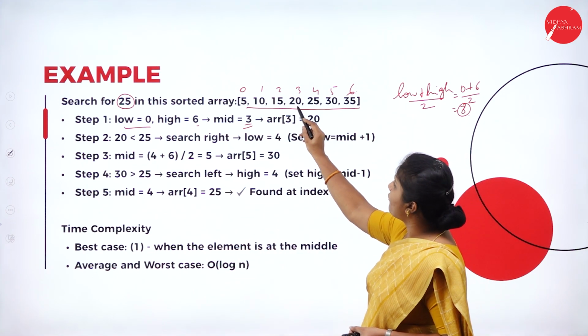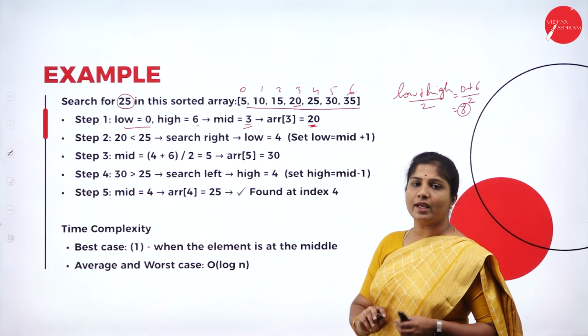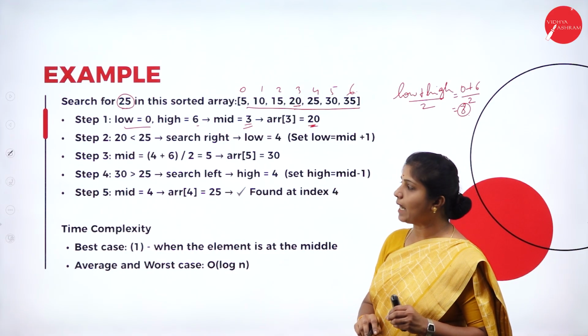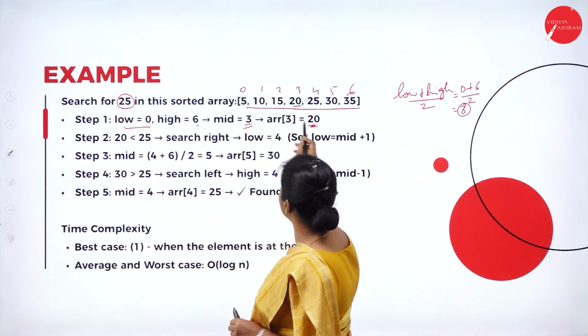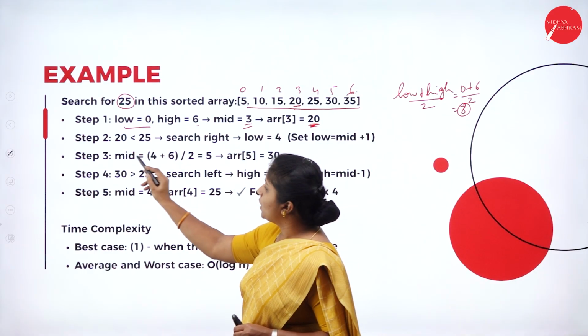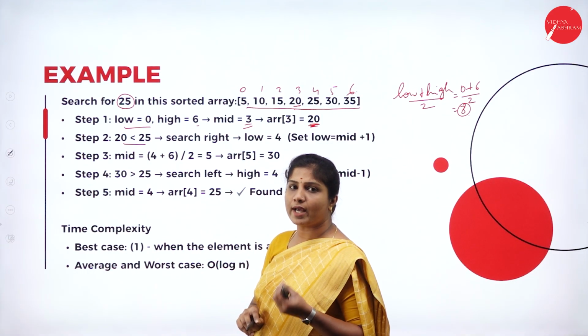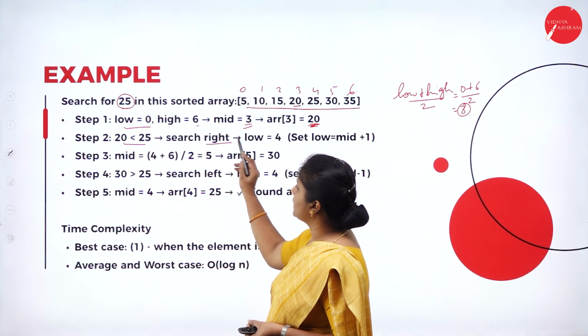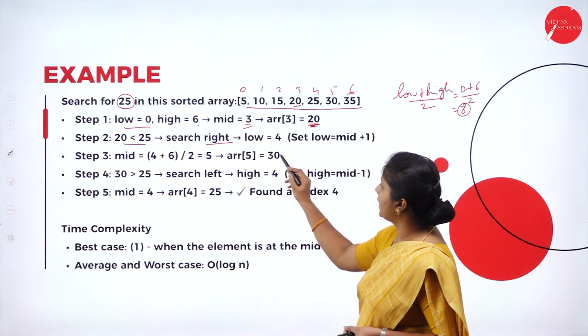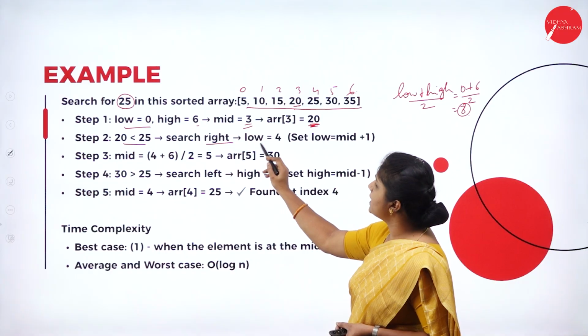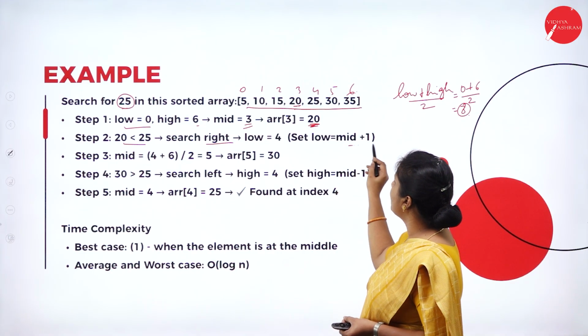So in the array of 3, I found 20. But 20 is not equal to 25, right? So checking the array of mid, that is A of 3, which contains 20, and 20 is lesser than 25. What should I do? I need to search in the right of the array. Hence set low equals mid plus 1.